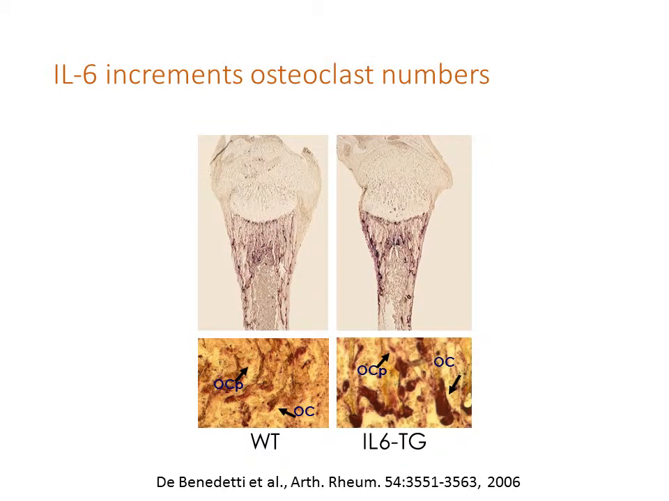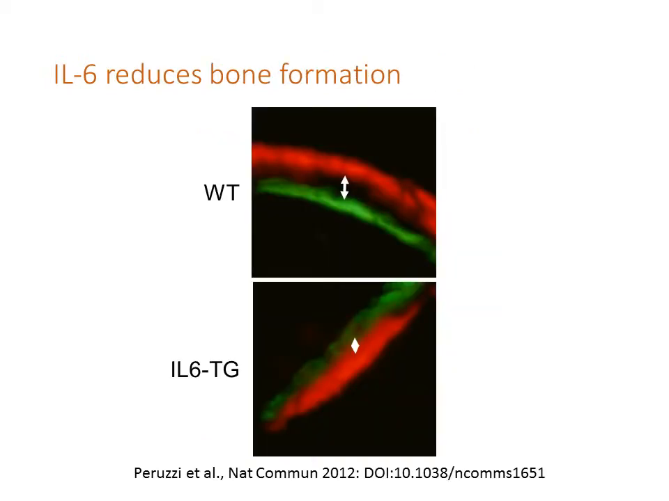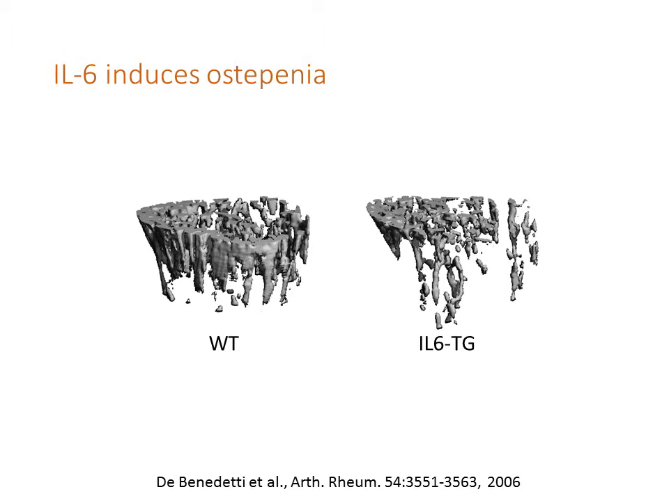And here you see that in these transgenic mice there is an increase of osteoclast numbers, shown here in purple, along with the reduction of bone formation, shown here by the distance between these two levels that is normal in the wild type and almost disappeared in the transgenic mice. This induces bone loss as shown in this slide.